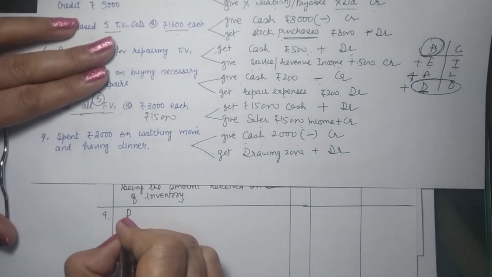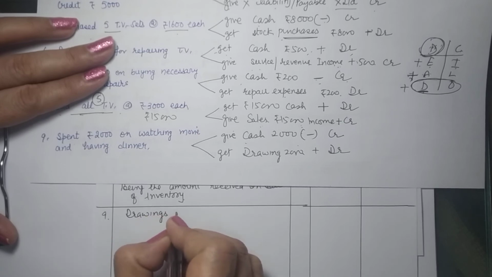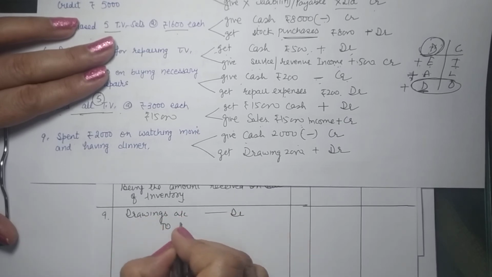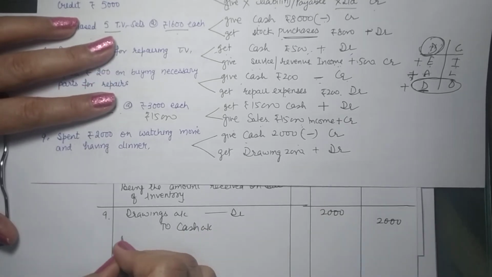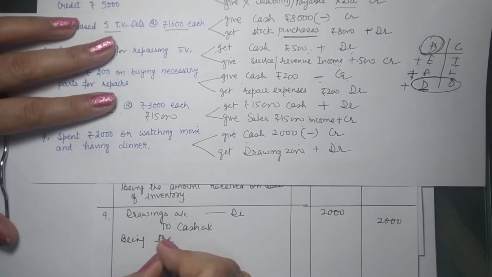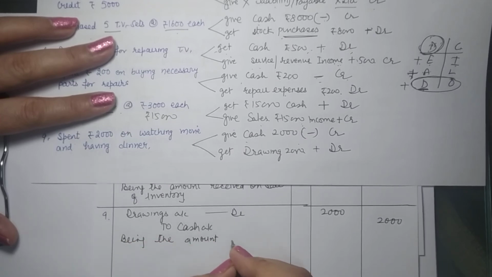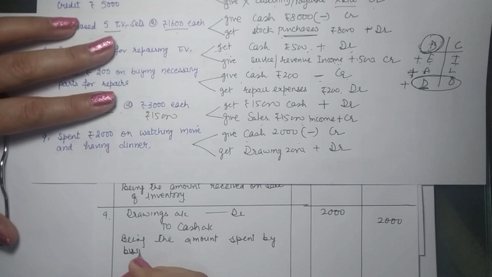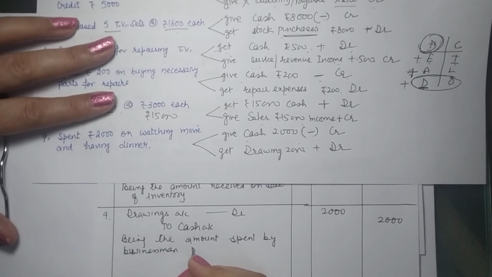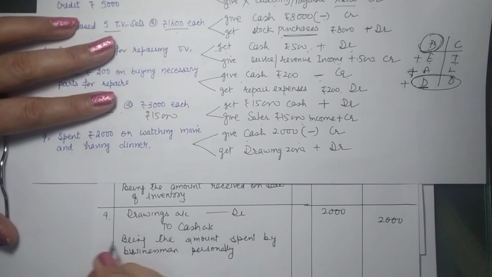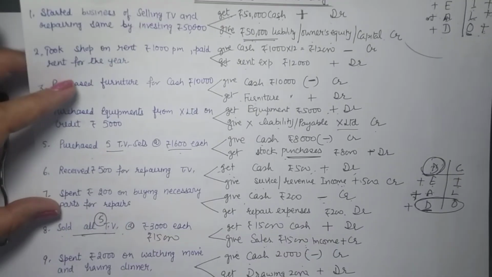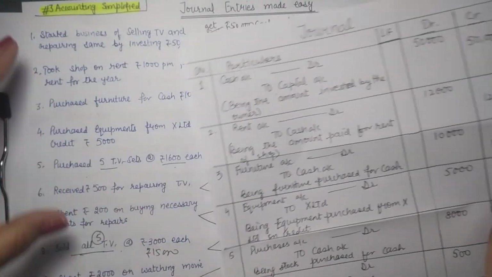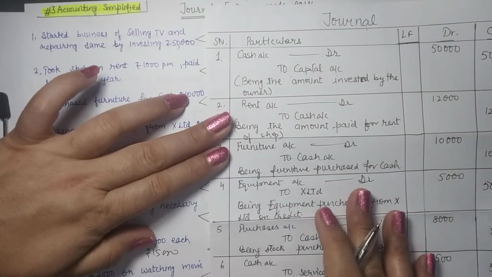We get drawings account debit to cash account. So owner has spent 2,000 on his own. So what will we write here? Being the amount spent by businessman personally, or being the amount withdrawn by the businessman. So this is how we record journal entry. So at the end, we get our journal like this for these transactions. This is what we find in the books.